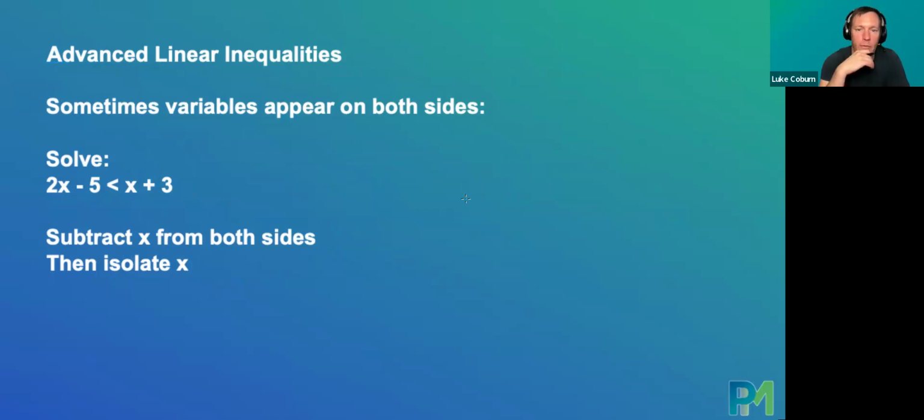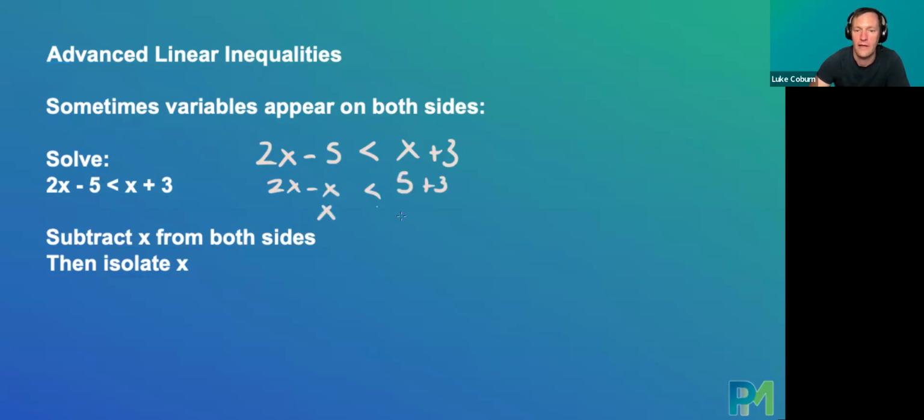Sometimes variables appear on both sides. So what we have to do is just go ahead and do this example just as if it was an equation. So 2x less than x plus 3. Let's bring all the x's to one side and all the numbers to the other side. So that would be 2x minus x less than 5 plus 3. So that's x is less than 8.